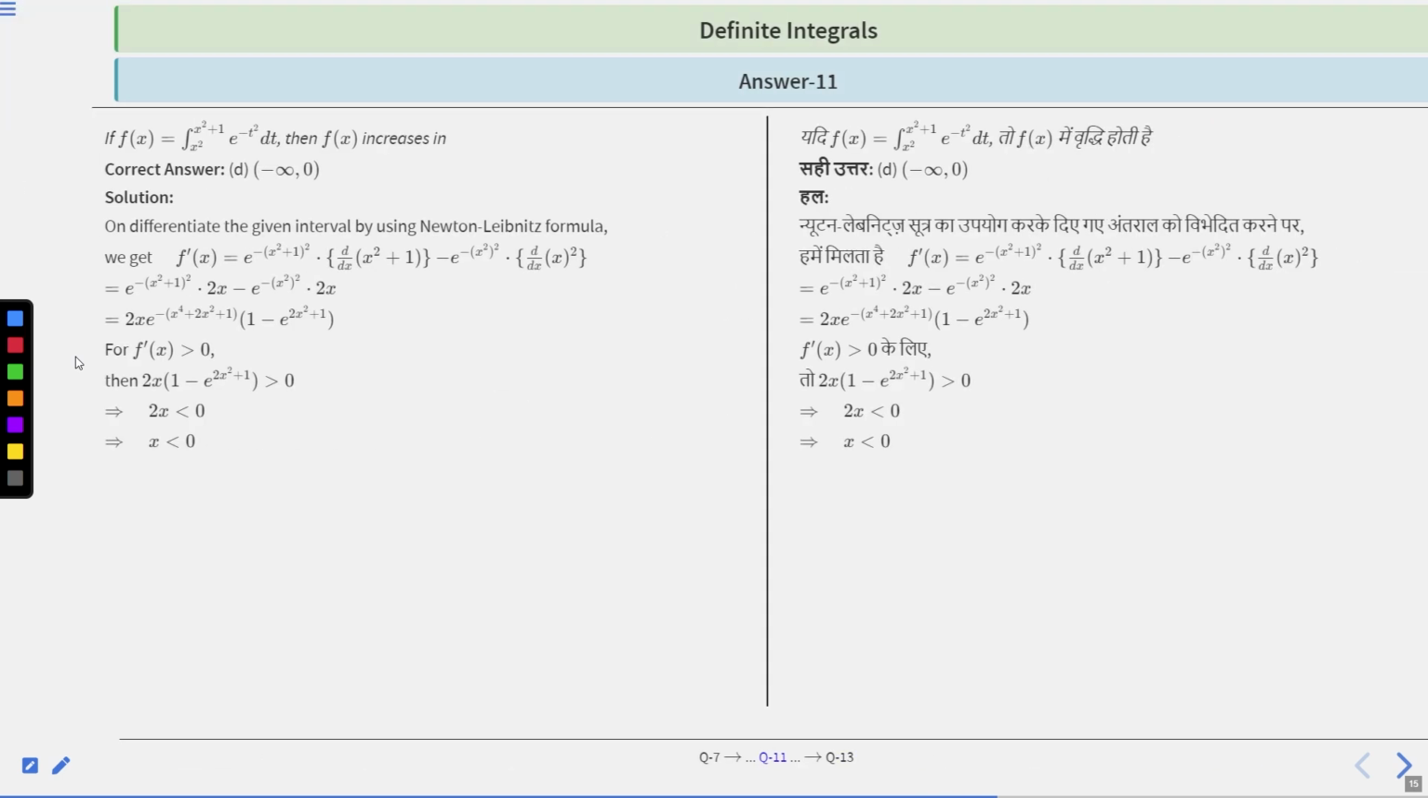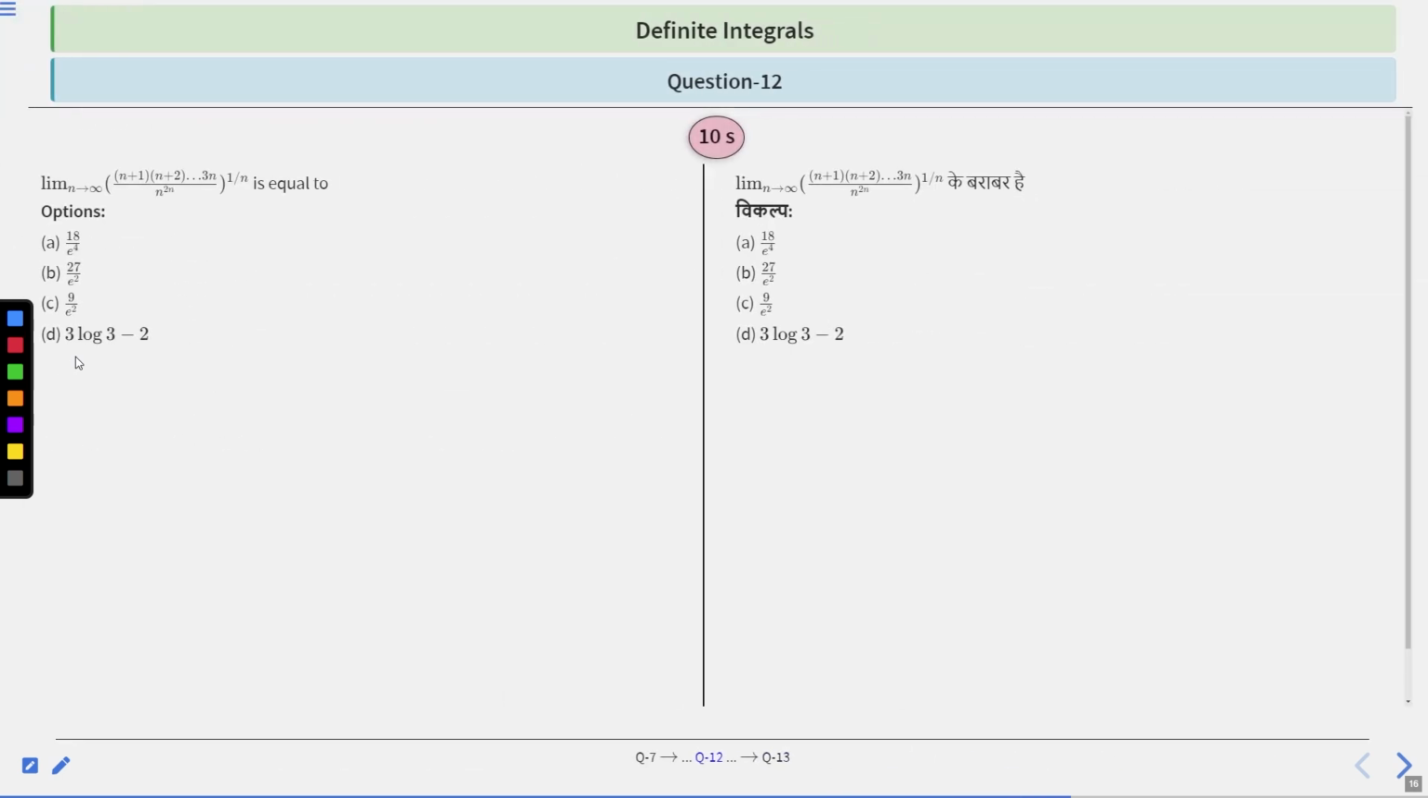Now, let's move to the next question, question number 12, which is: limit n tending to infinity, (n plus 1) into (n plus 2) till 3n, upon n to the power 2n, whole to the power 1 upon n, is equal to, right?